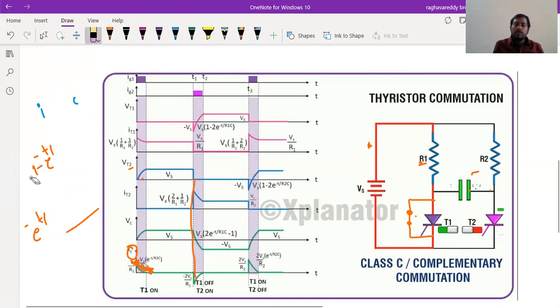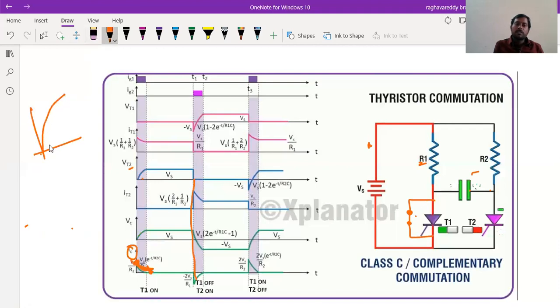If you know the very basics of the capacitor, how it charges and discharges, you can understand that the voltage across the capacitor will build up in this direction, and the current through the capacitor will decrease in this direction. So this is 1 minus e power minus t by tau. This is the voltage across the capacitor, vc, and this is ic. The current through the capacitor is e power minus t by tau, which is exponentially decreasing, while the voltage is exponentially increasing.